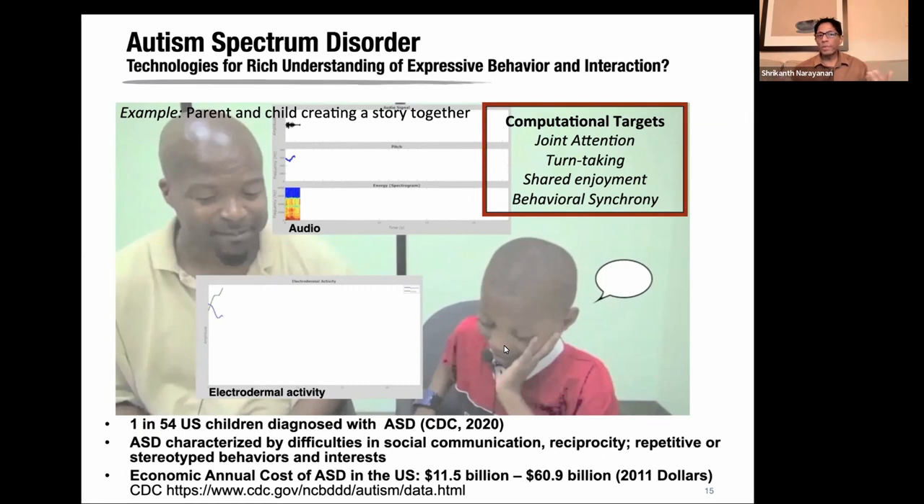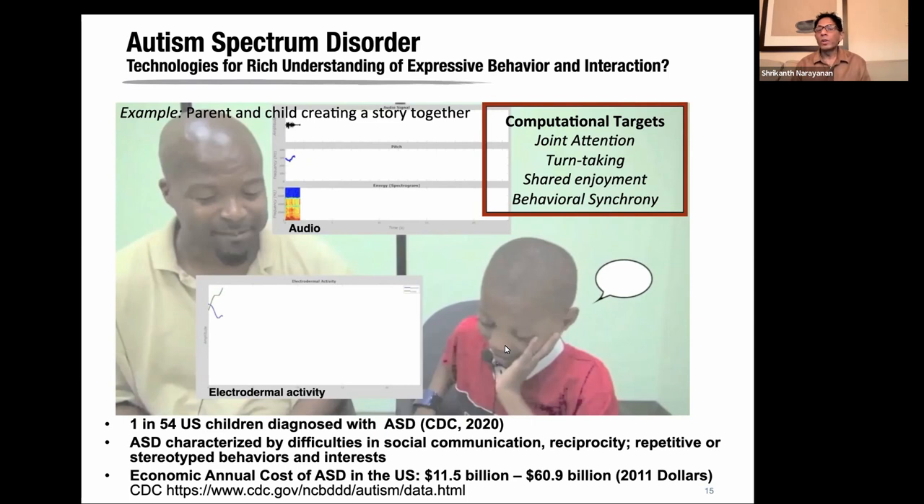And it's a big societal need. So it's a spectrum disorder, meaning the behavioral aspects that manifest vary across individuals, and they are also changing with development as children grow. Things are also changing because of that.